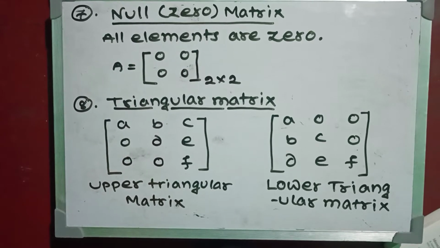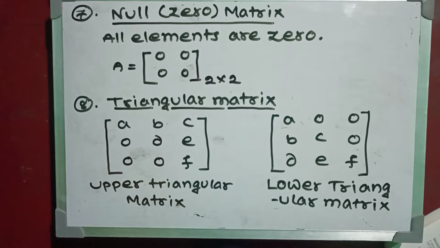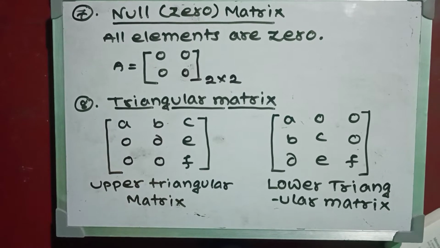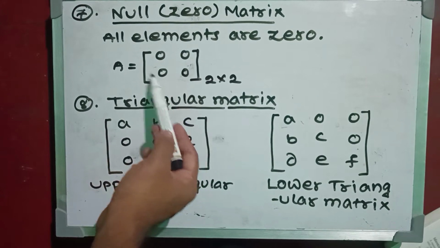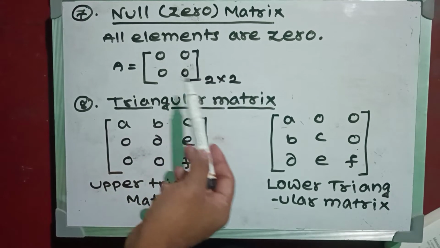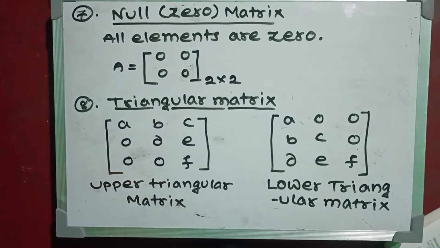Now I will discuss null matrix. What is null matrix? Here all the elements will be 0. As you can see, I have shown a matrix A. Here in matrix A, the elements are 0, 0, 0, 0, and it's a 2 cross 2 order null matrix.